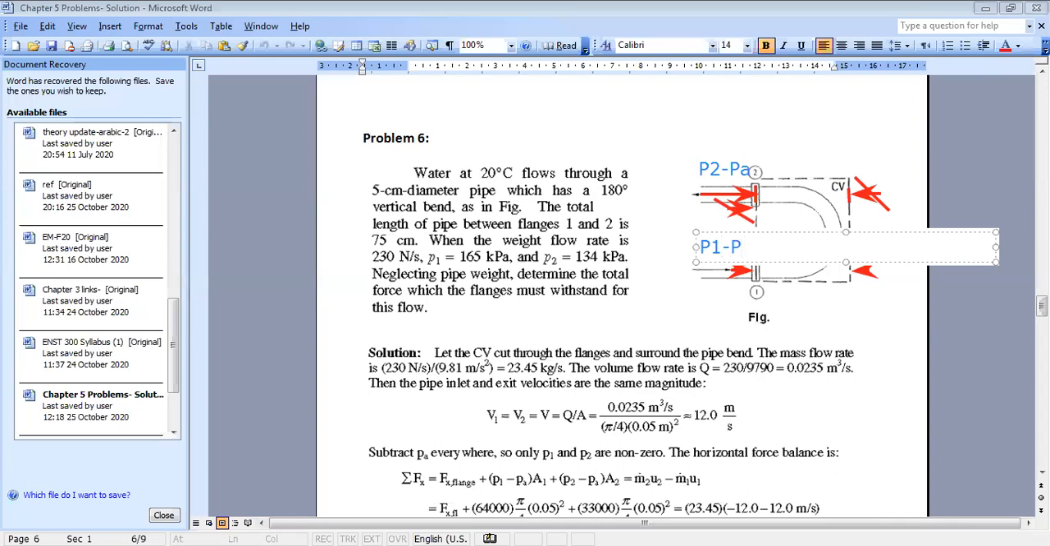Doctor, I didn't understand the minus PA part, can you repeat it please? Yes, I will. Look, imagine that they didn't tell you P1 and P2 equal 165 and 134. If everywhere you have atmospheric pressure, what can you say?